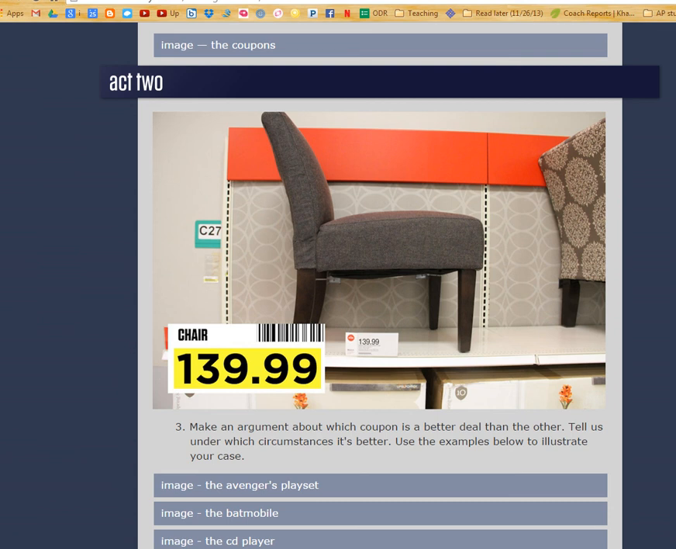Yeah. What's the breaking point? Like, when is it exactly the same thing? $100. $20 is 20% of $100. So at $100, it doesn't make any difference. You just take either one.